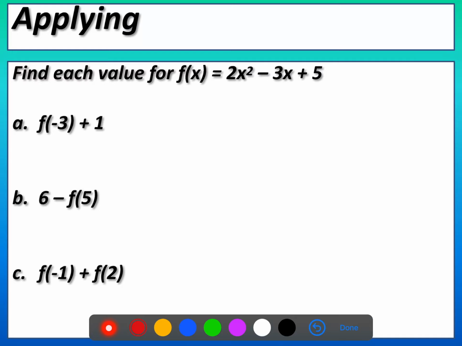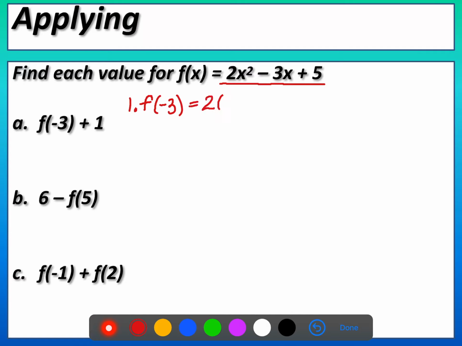Okay, so same idea, we have some values on the inside of our function notation, but now we're going to be doing some extra operations on the outside. Okay, so each of these is going to be a multi-step problem. So for part A, the first thing that we're going to do, okay, step number 1, would be to evaluate f of -3. And we see that our f of x, our function, is a different equation this time.